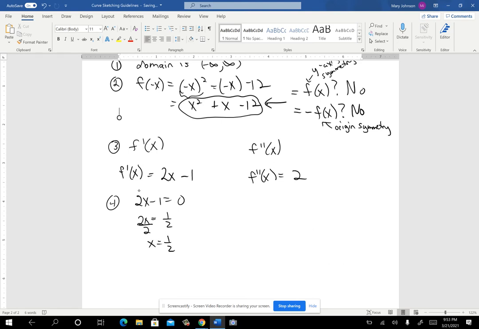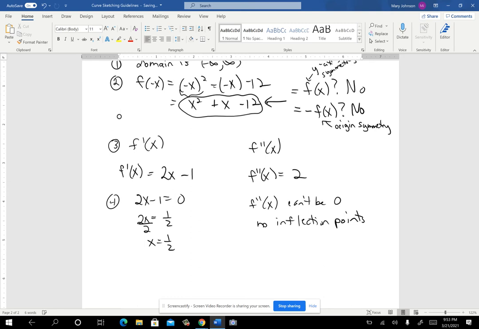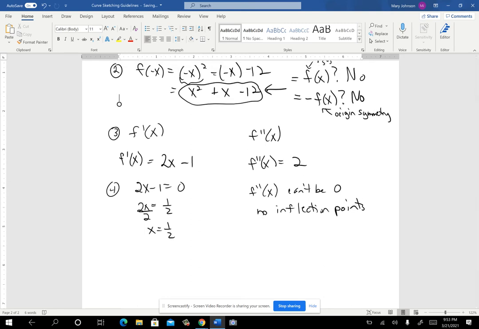All right. And then the f double prime never equals 0, and it's also never undefined. So no inflection points. We know that. It's not going to change from concave up to concave down. There aren't any inflection points. Okay, but we know we have a possible extreme value at x equals 1/2. Okay, so then that's the only one.